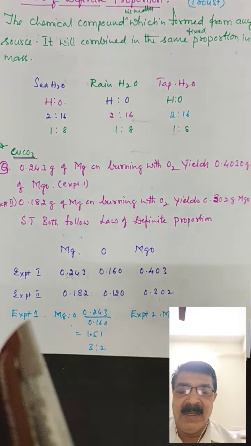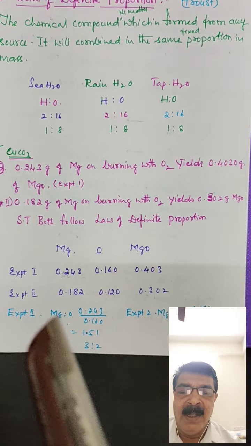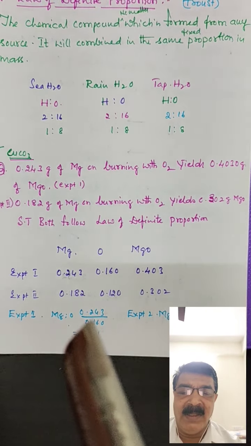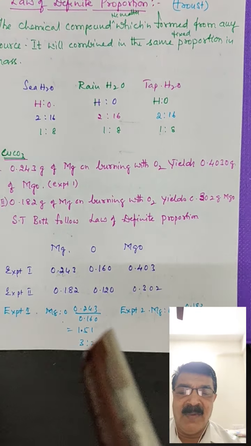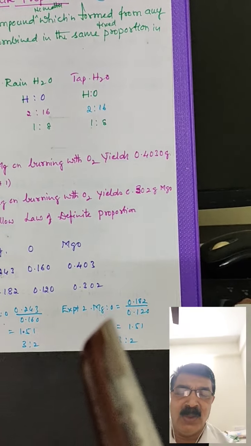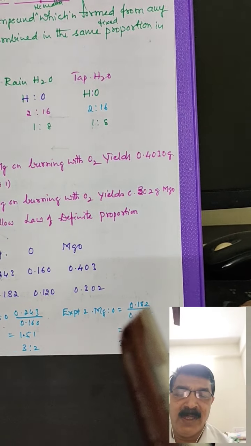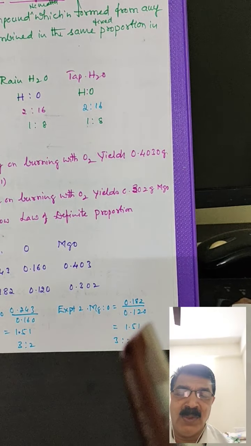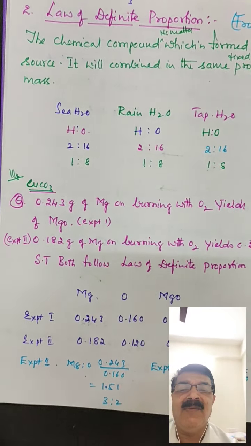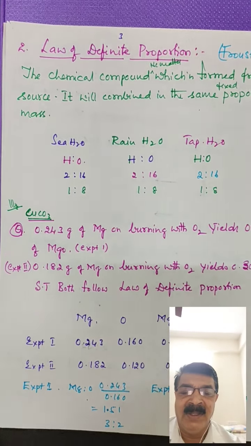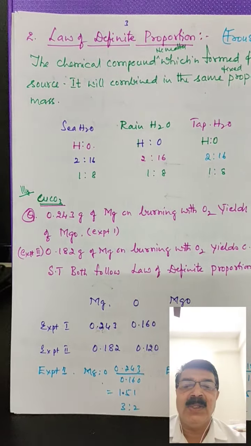If you take the ratio of magnesium to oxygen, we get 0.243 by 0.160, that's 1.51. Similarly in experiment number 2 also we get 0.182 divided by 0.120, again 1.51. So this is the law of definite proportion. So these are the two laws.